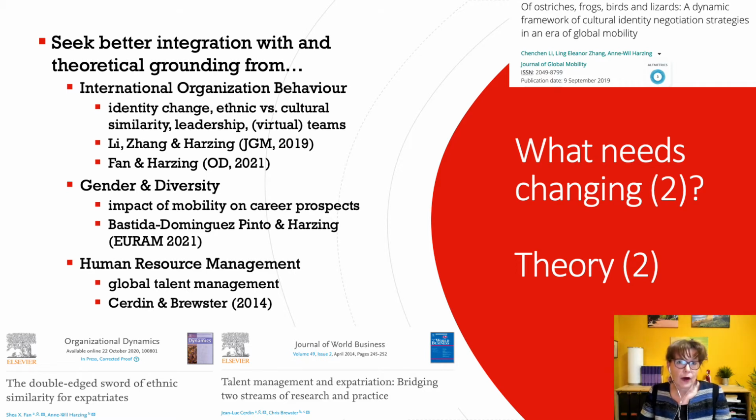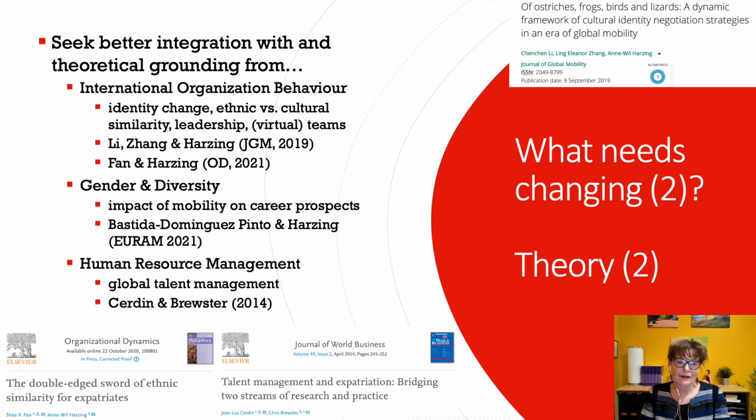I'm picking out 2 articles here, both written by my former PhD student. The first one, of ostriches, frogs, birds and lizards, looks at expatriates and their cultural identity negotiation strategies, where we argue that expatriates actually might choose different identity negotiation strategies in different contexts. And we use an animal analogy for this. And if you want to figure out which animal does what, you'll have to read the article.